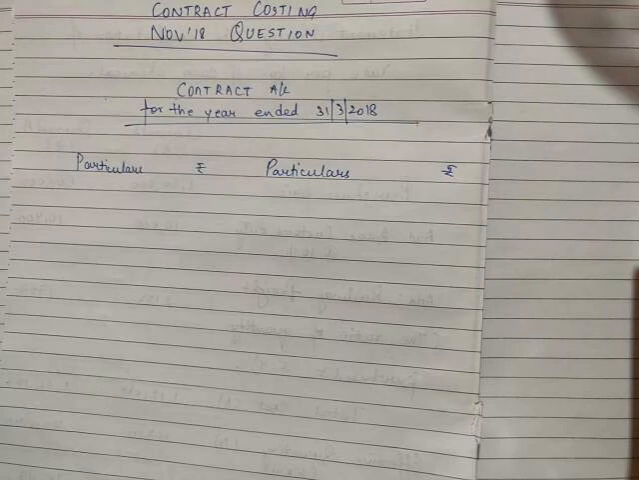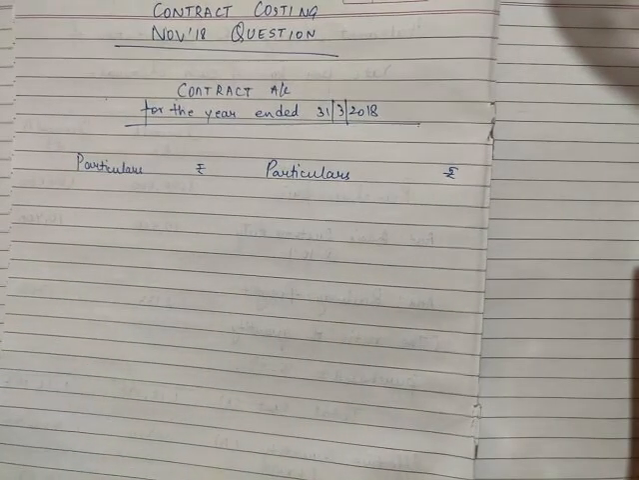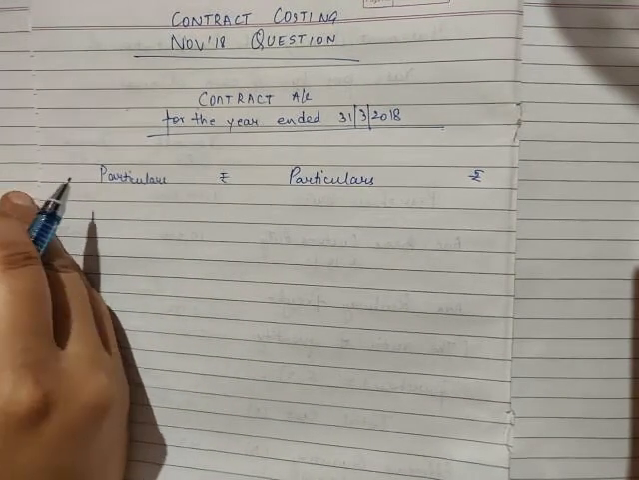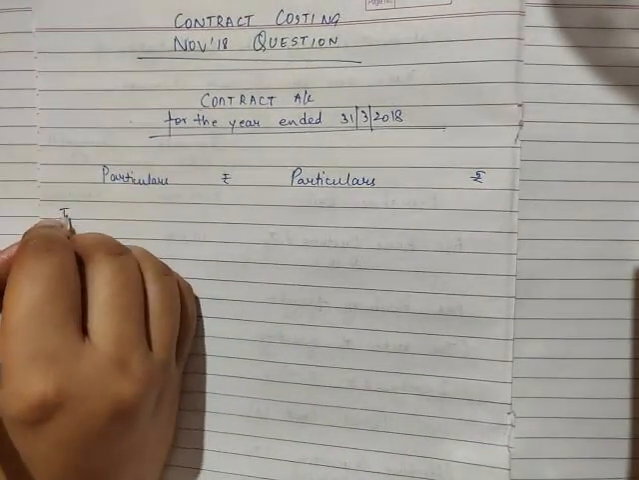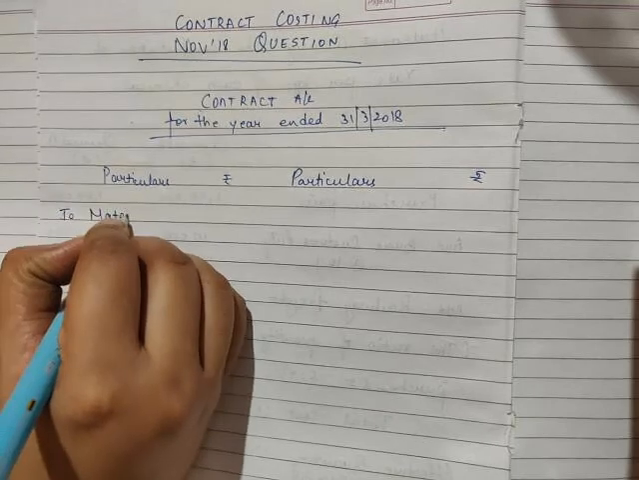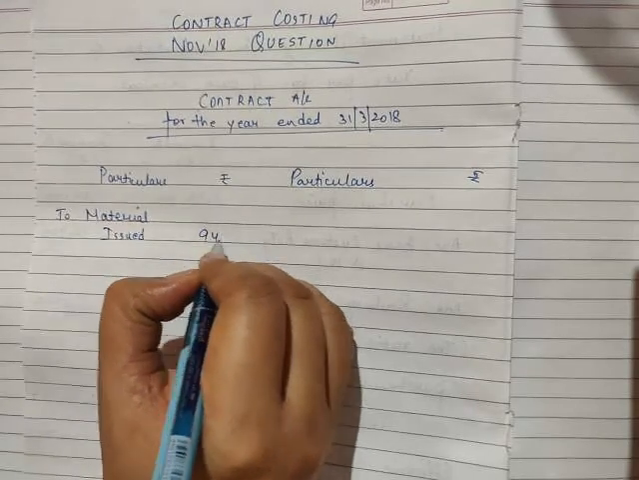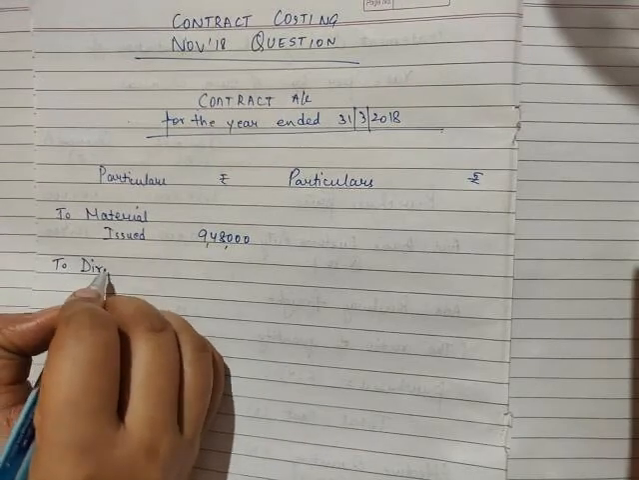So first, it is given that the material issued was 9,48,000. Just as in the P&L account, we show all the expenses on the debit side, that is on the left side of the account. So we are going to do the same in the contract account as well. To material issued, ₹9,48,000.